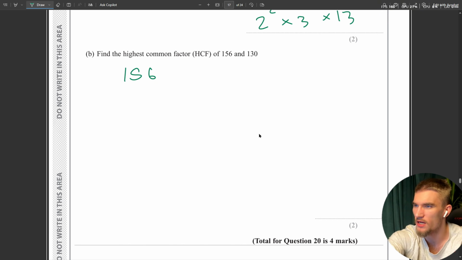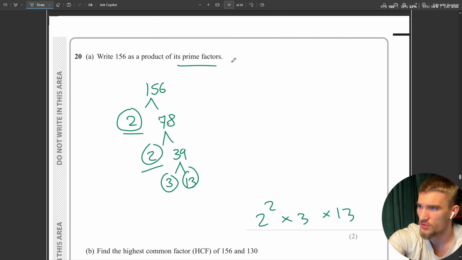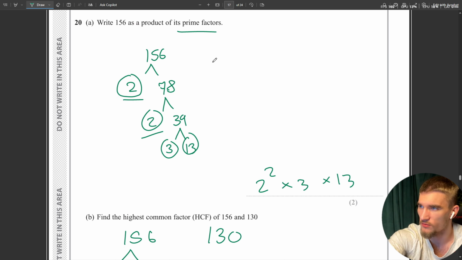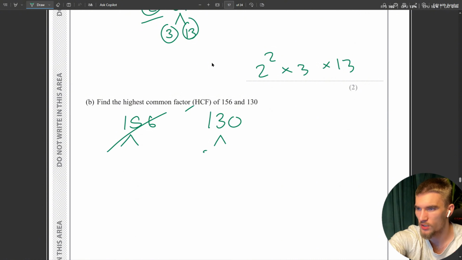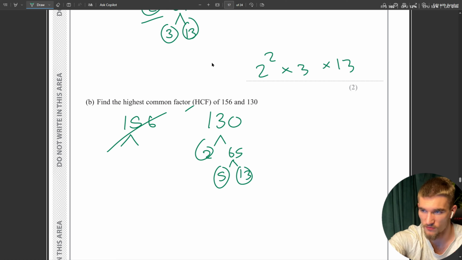Find the highest common factor of 156 and 130. So to find highest common factors, the way I do it, I also do a prime tree, right? So we actually know the prime factors of 156. There were these ones, so we don't need to do it. And let's find 130 quickly. So it's going to be 2 times by 65, and then 65. Let's just do 5 times by 13, and that's it. 2, 5, and 13 are the prime factors of 130, right?